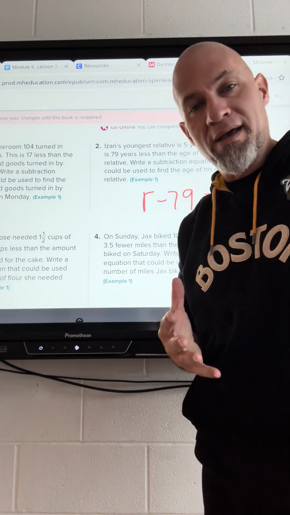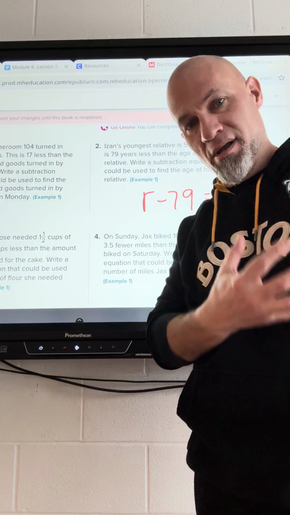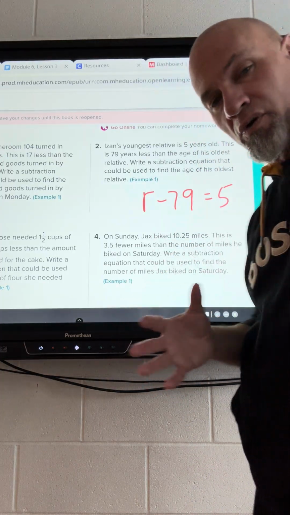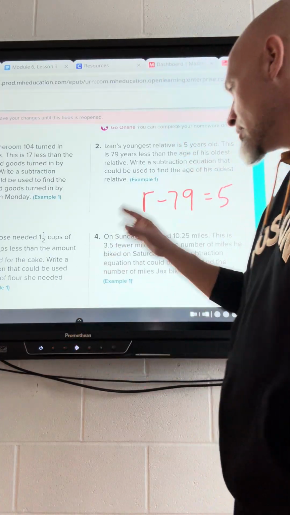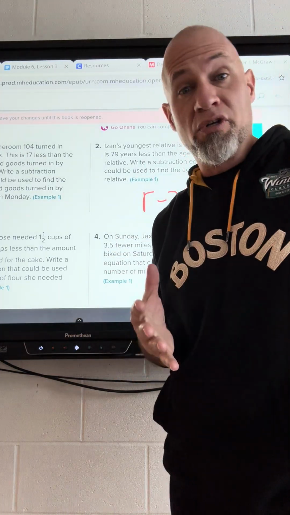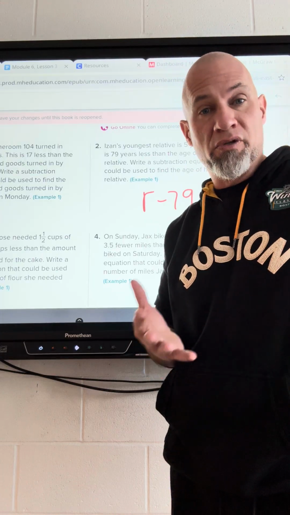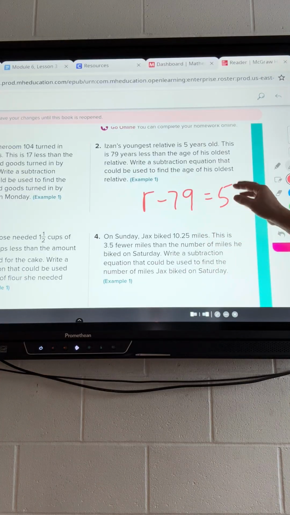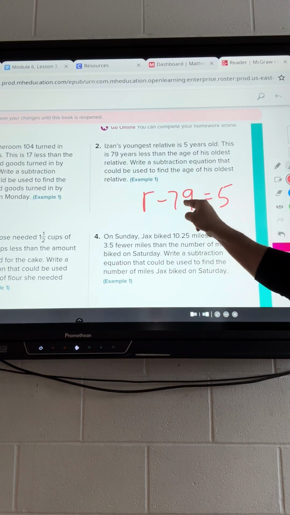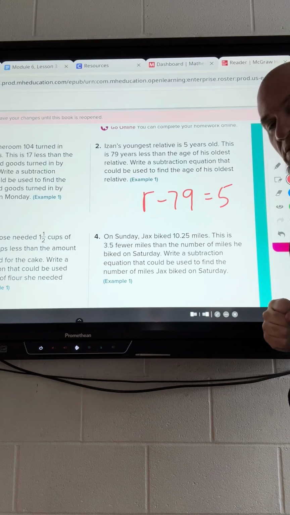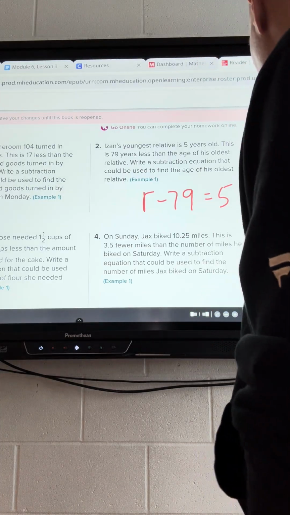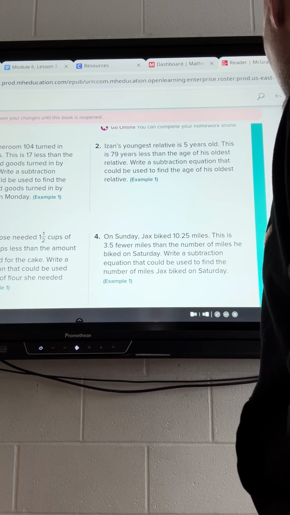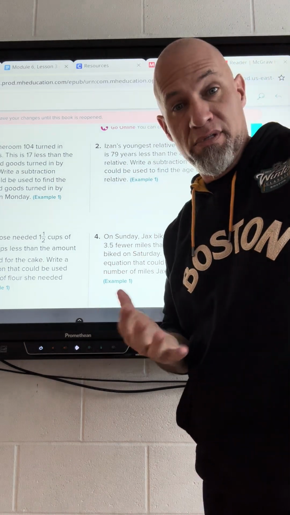Now it's important that we get the correct numbers on the sides. Why? Well, will you get the same answer of 84 no matter what? Yes, you will. But remember, we want to write these correctly for in the future. You're going to have to write things with multiple variables and multiple operations. So you want to get this straight. So it literally is saying that 5 is 79 less than the age of the unknown relative. And obviously you would add 79 to both sides there, and you would get 84 as your solution.